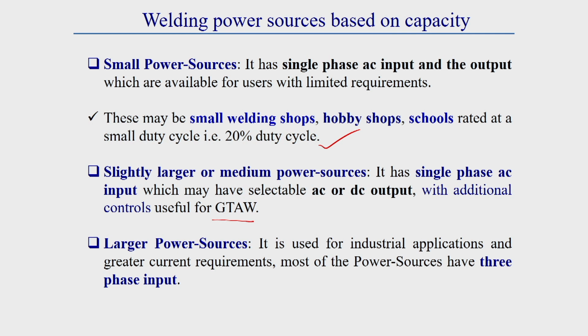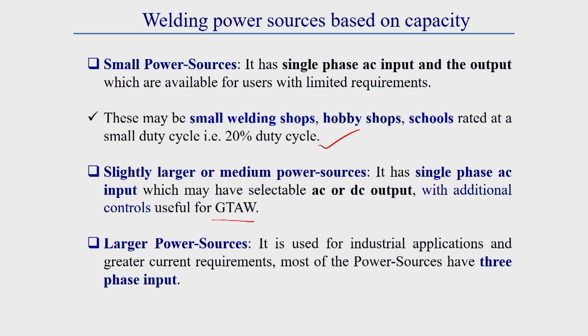The last category, which is used in actual manufacturing industry, has a higher current range. It is operated by a 3-phase utility power supply or 3-phase mains power supply. This power supply has a current range of more than 350 ampere. So this large power supply is always operated by a 3-phase input.